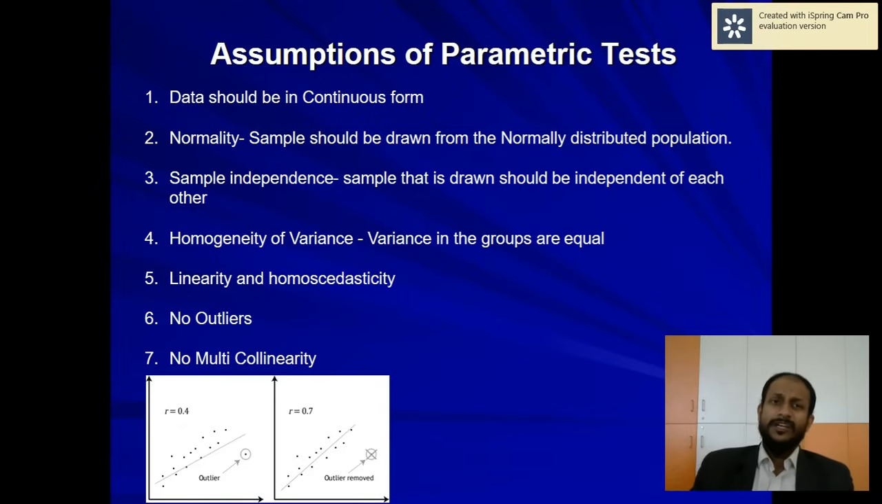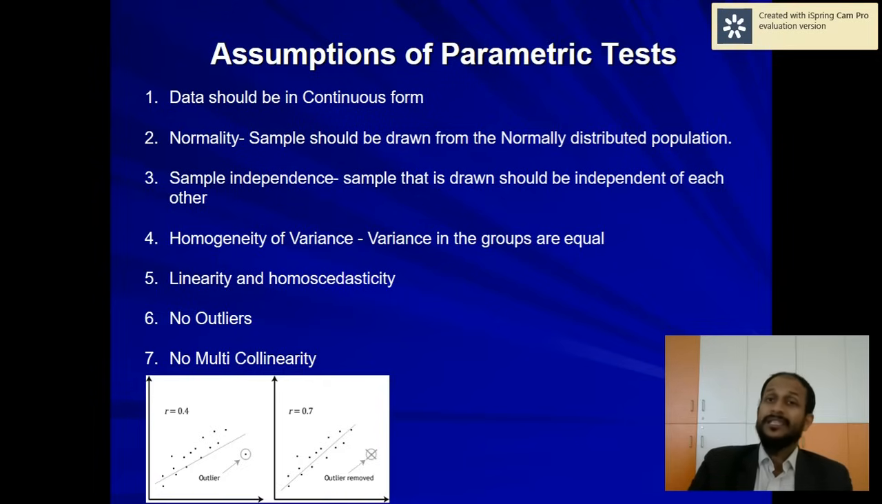The number one, the most important assumption is that the data that I have about the sample or about the population should be in continuous form. That means it should be either interval or ratio. I can't have both independent and dependent variable as categorical variables when it comes to the parametric test. This should be the first and foremost assumption for the parametric test, no matter whether you are using correlation, regression, or student t-test, right?